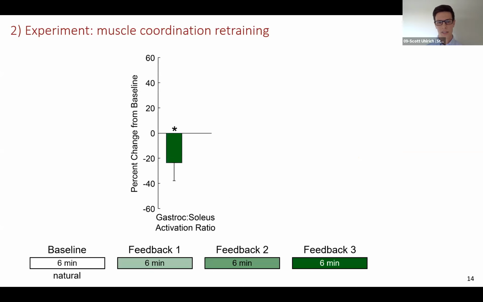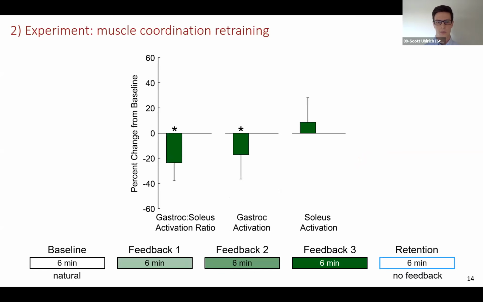So after the 3rd feedback trial, individuals reduced their activation ratio by an average of 24%. Which was primarily driven by a 17% reduction in gastroc activation. And the same trends held true during the retention trial with no feedback.